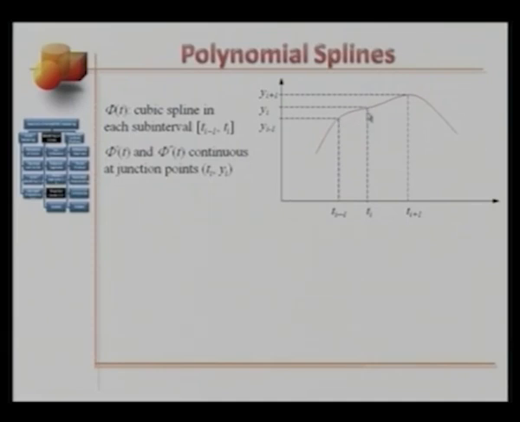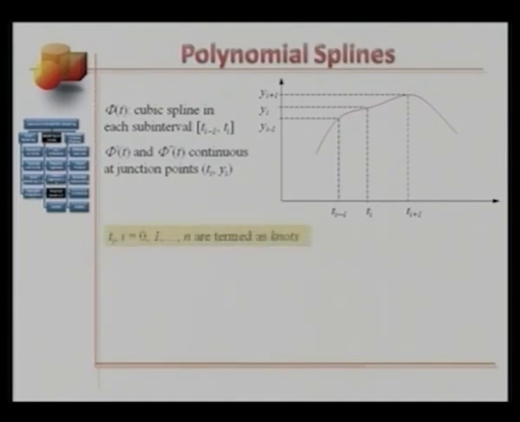At these junction points, we would want that the spline is slope continuous, and also we would want that the second derivative of the entire spline is continuous. Of course, position continuity is implicit.